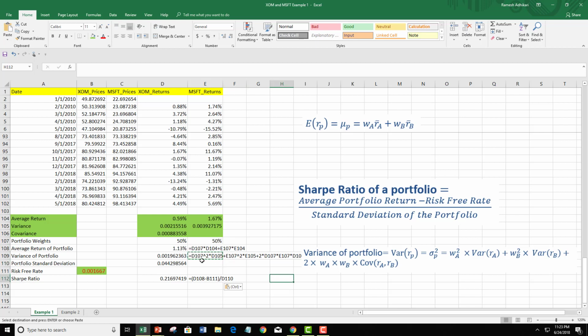See here, for example, the average return of the portfolio is 1.13%, whereas the average returns of the individual stocks are 0.59% and 1.67%. So the portfolio mean is somewhere in between the individual stock returns. Similarly, you can calculate the individual stocks' standard deviation and see where the portfolio standard deviation lies.